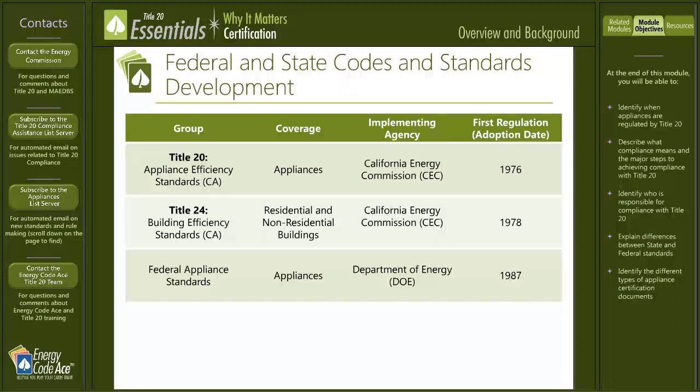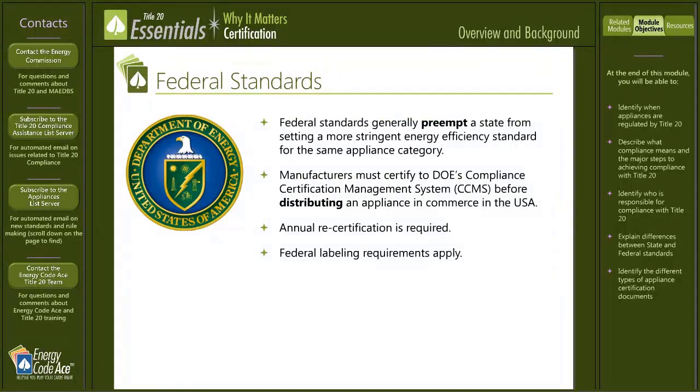The state has an ongoing commitment to developing robust energy policy, and these standards are essential parts of the state's energy efficiency and greenhouse gas reduction goals. In 1987, the federal government started developing federal standards for appliances under the Department of Energy. Federal standards generally preempt state standards, meaning a state cannot set more stringent standards related to energy consumption for an appliance that is federally regulated.